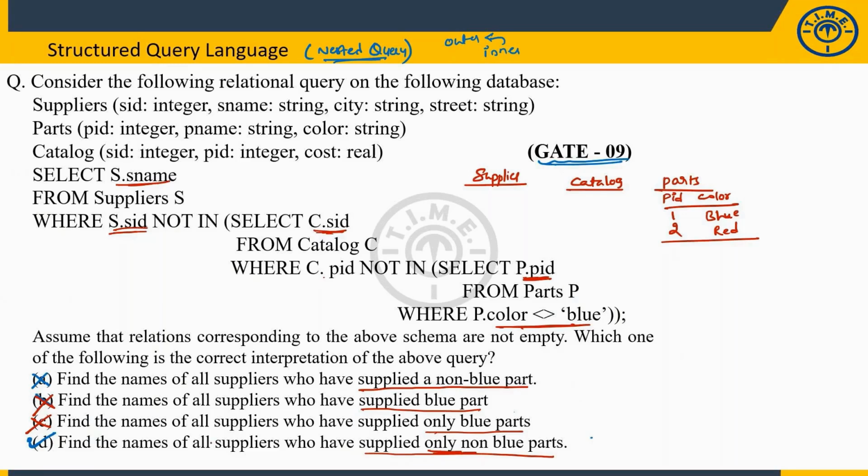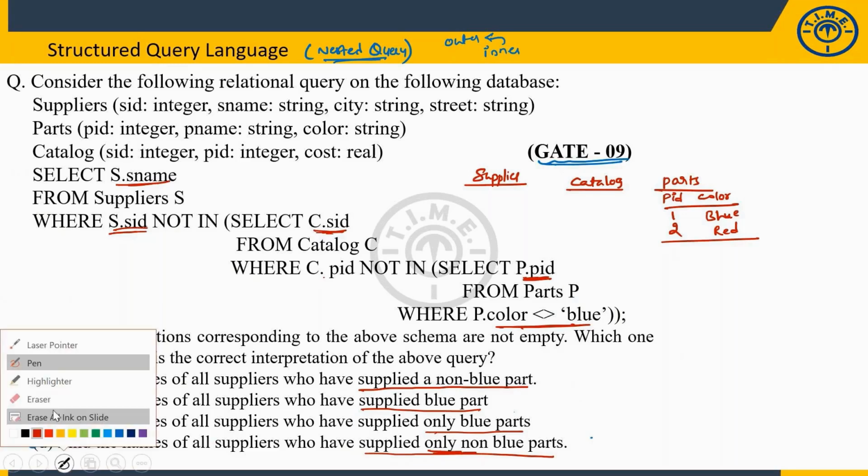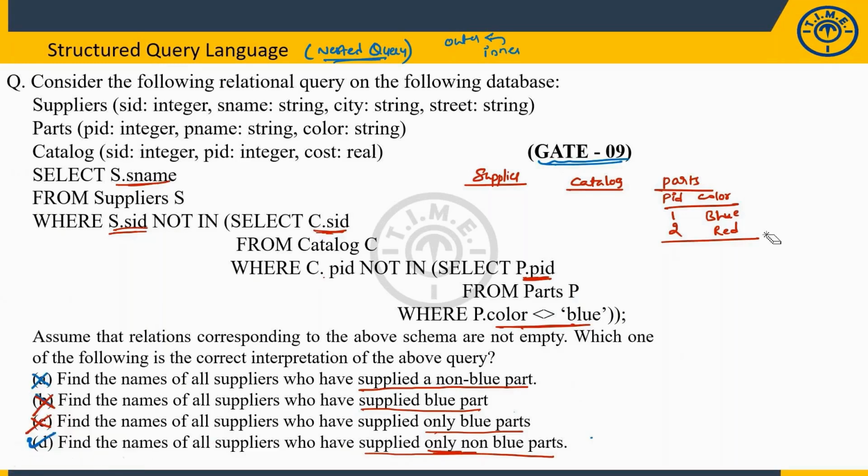One part is blue, another part is red. Just red I am calling non-blue. Okay, red I am calling non-blue. Blue and non-blue. Now what catalog table contains supplier ID and part ID?